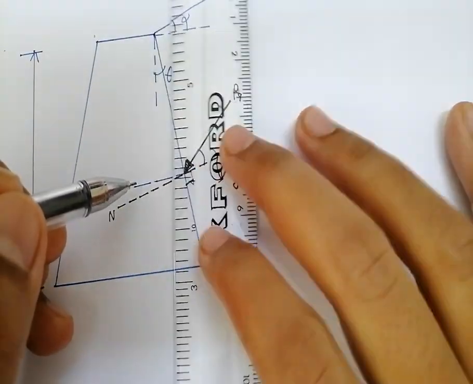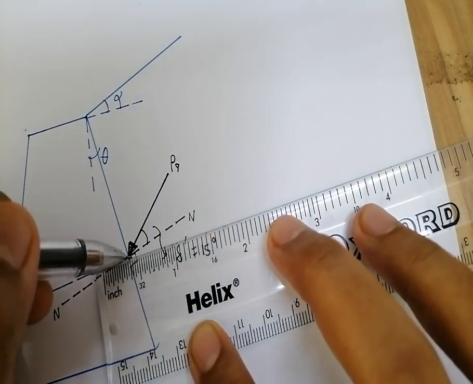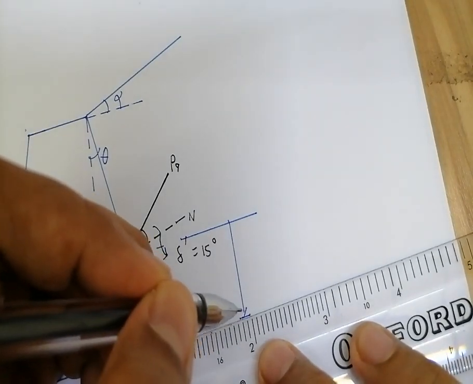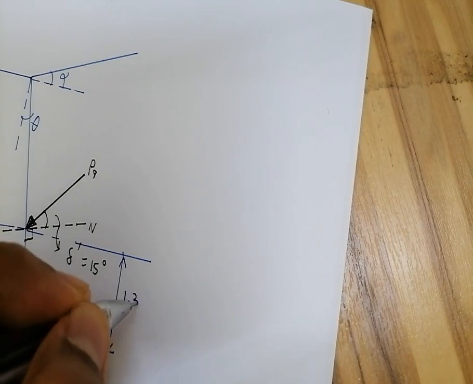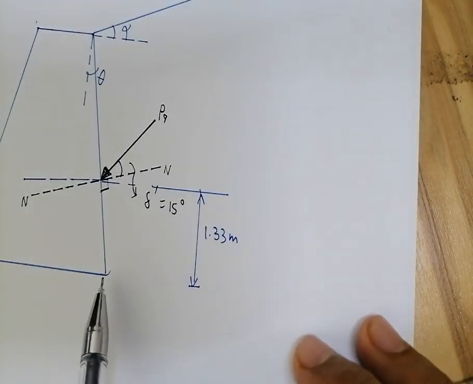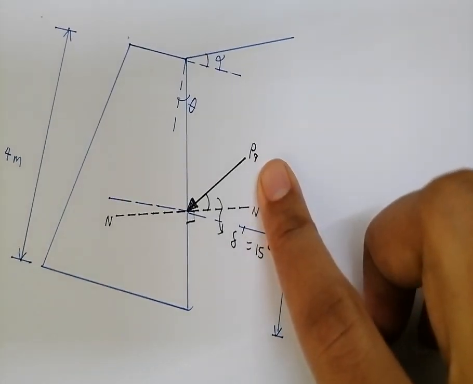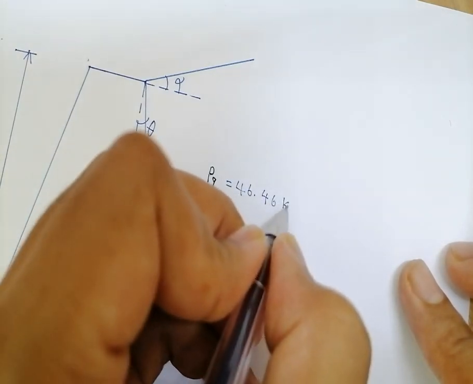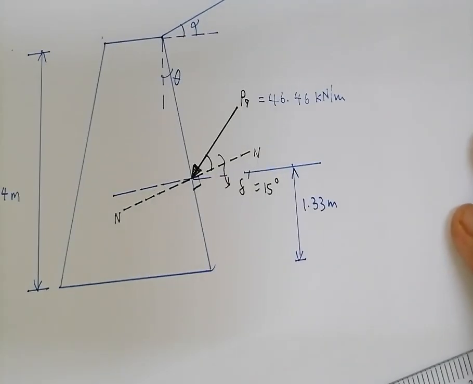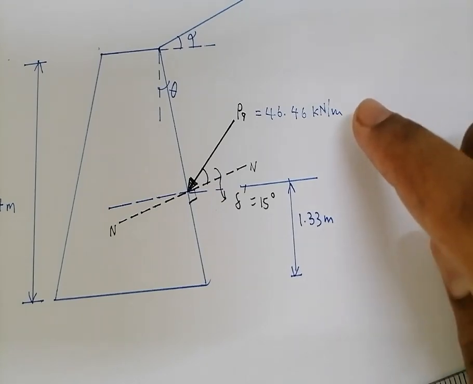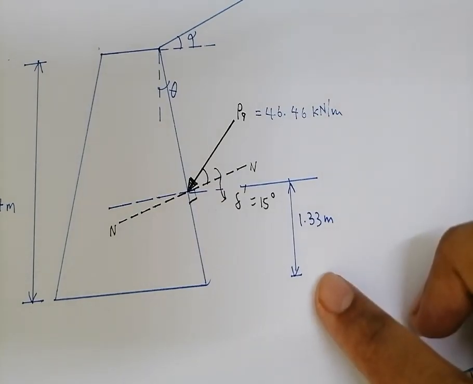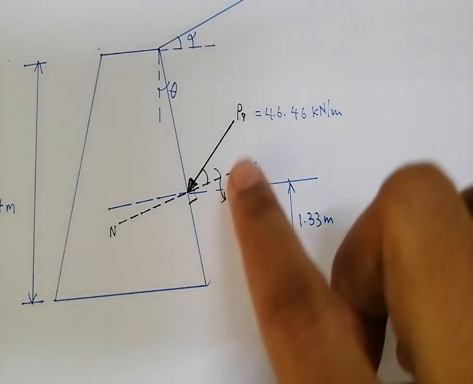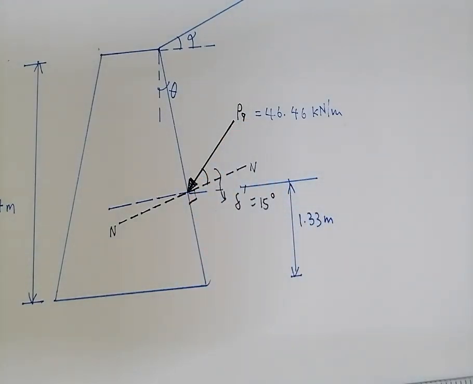And to summarize, this PA is located at 1.33 meter measured from the bottom of the wall, and the value of our PA is the one that we calculated just now, which is 46.46 kilonewton per meter. All right, so we're done with this PA, and we're done with the location. It is located at 1.33 meter measured from the bottom of the wall, and this is the direction of your PA.